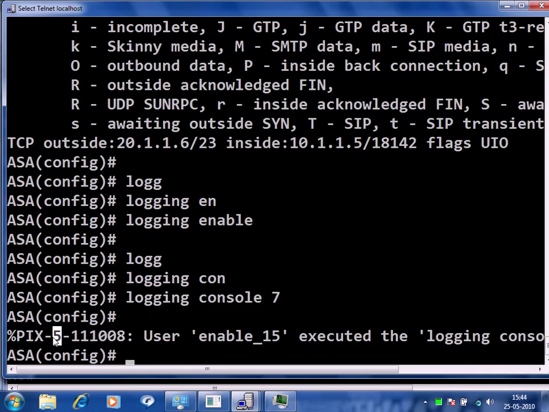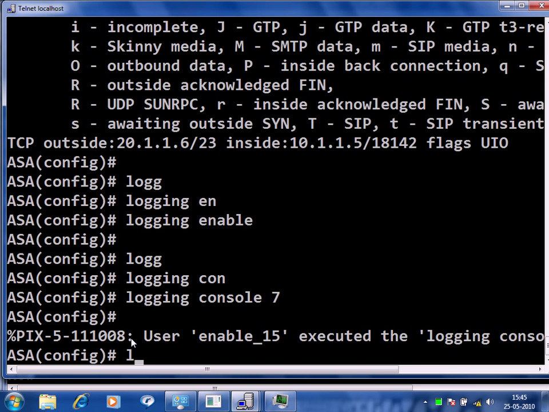What are the 8 types of logging message you have in router and ASA? 0 to 7 means total 8 types. What are those? Event, critical, information. First one is emergency, 0 means emergency. You start from the bottom, because from the top you will not get those messages. 7 is debugging. 6 is informational. 5 is notification. So this is what kind of message it is.